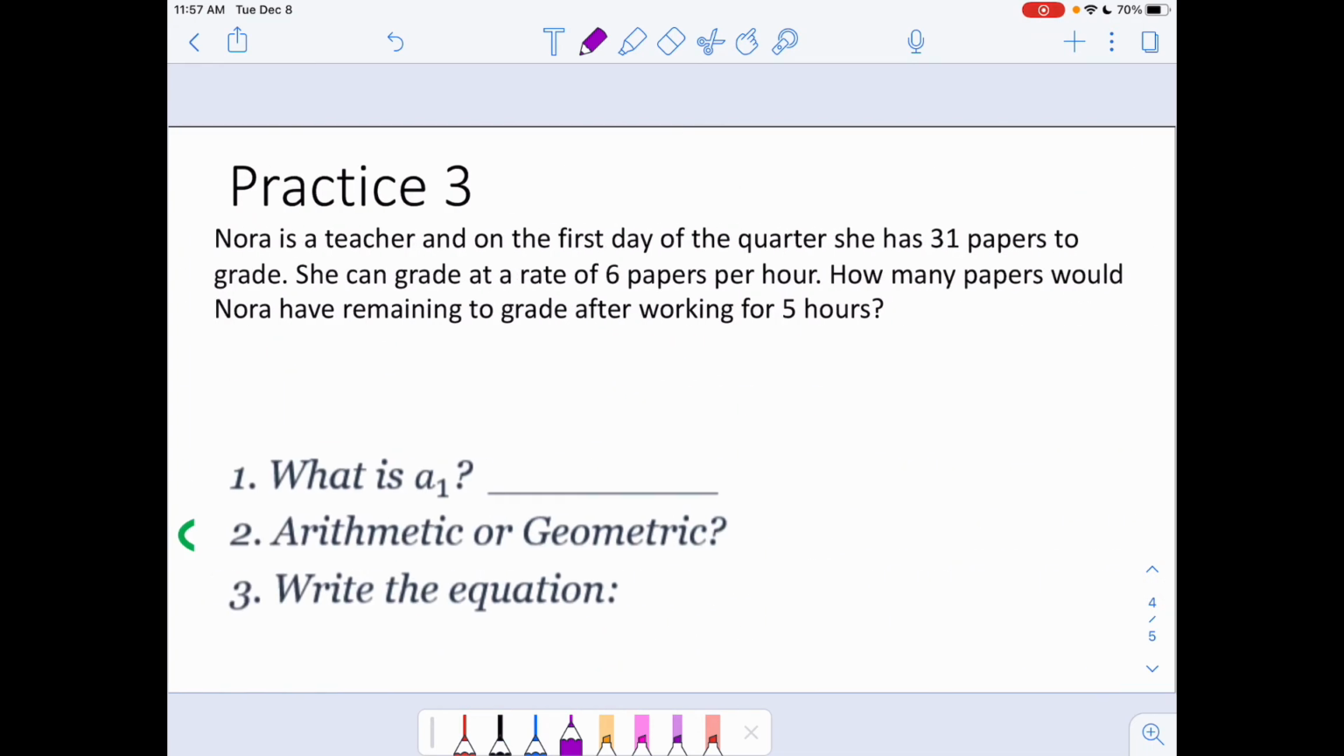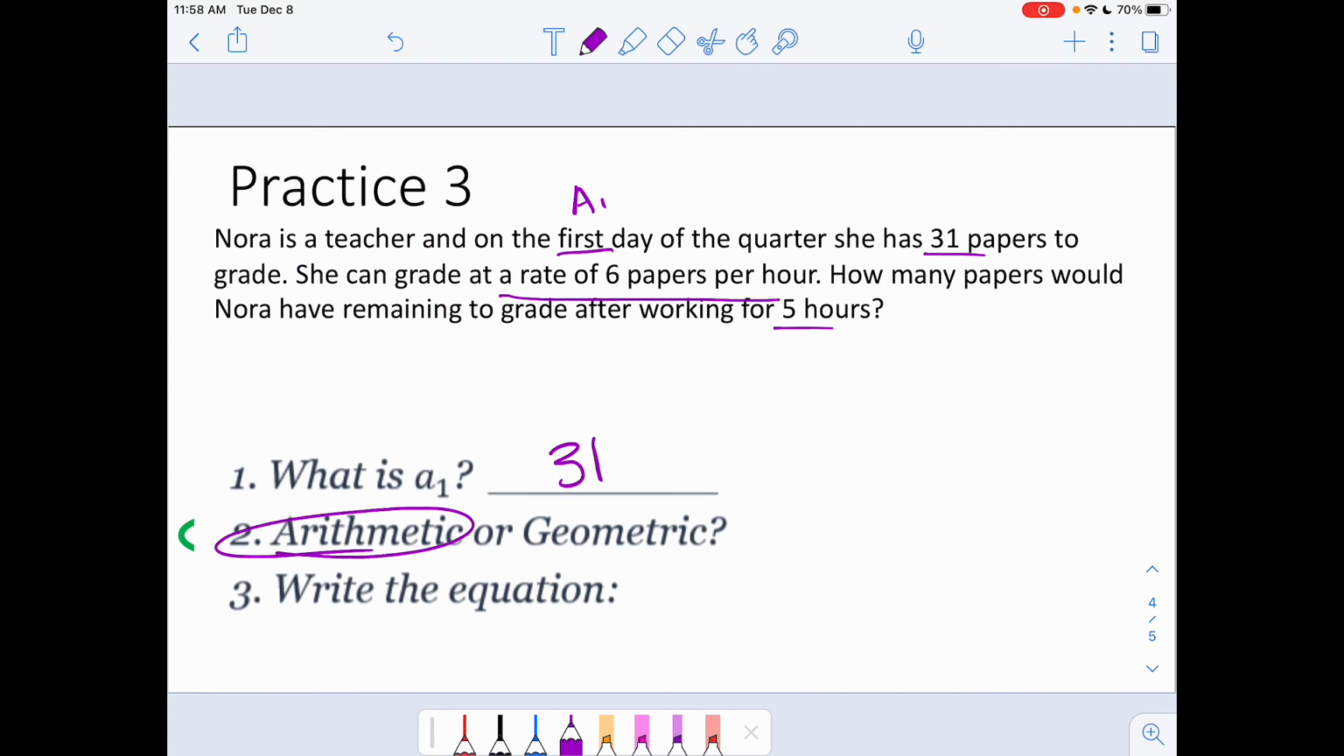Let's take a look at our last example. Nora is a teacher, and on the first day of the quarter, she has 31 papers to grade. She can grade at a rate of 6 papers per hour. How many papers would Nora have remaining to grade after working for 5 hours? So I see the word first, so that means I have my A1. My A1 is 31. There's no percents, so it's going to be arithmetic.